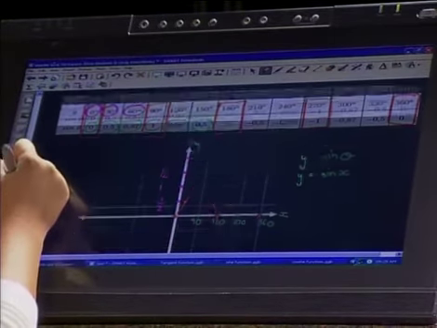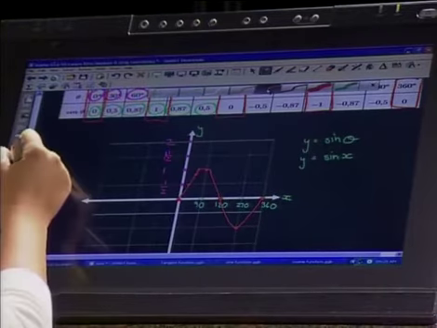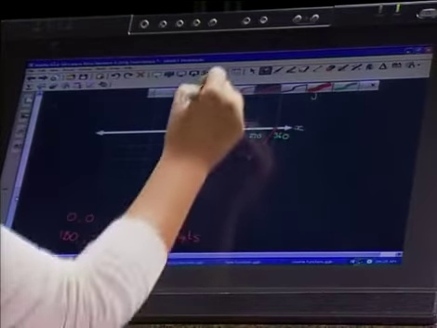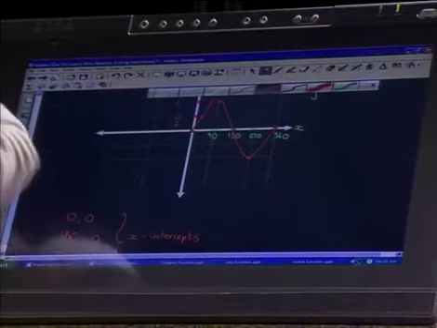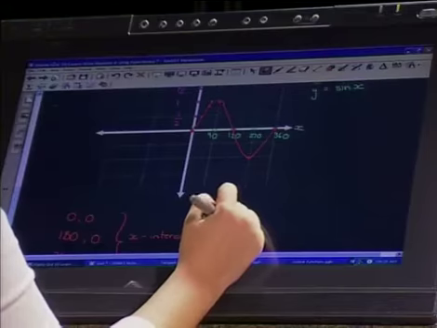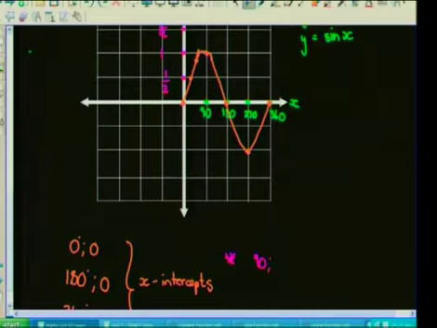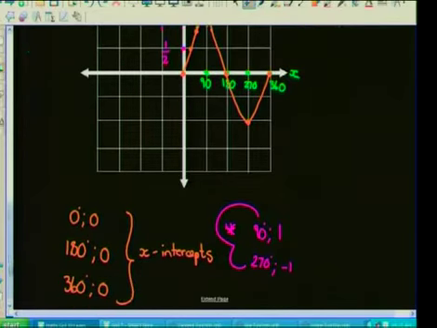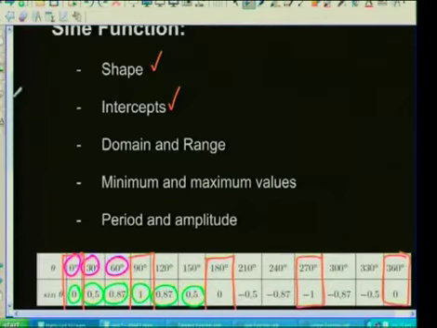Other important points: I just also learned the 90 and 270, which give me those 2 points. We are going to discuss those when we discuss amplitude and maximum and minimum values. But I always like to remember that my 90 degrees gives me a value of 1, and that 270 degrees is negative 1. And I just like to remember that that is important. And that means we've now discussed our intercepts.